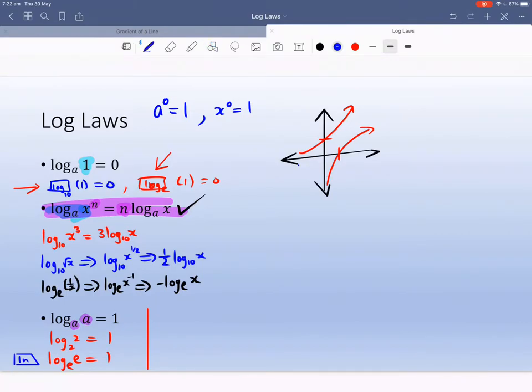LN button, all right, so put LN and then put e, and then it should equal 1. And then this one is the log to the base 10 button, so try log 10 of 10, and it should give you 1. We've tried that previously in classes, so it should be okay. So there are some really important log laws there. Let's look at some more.